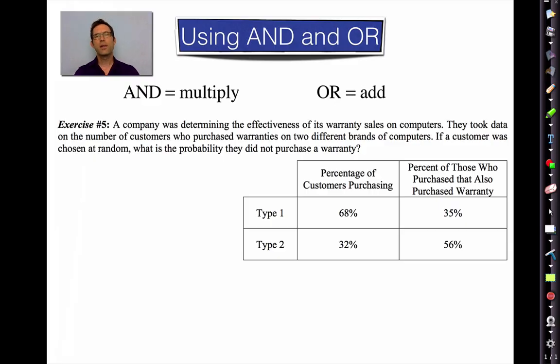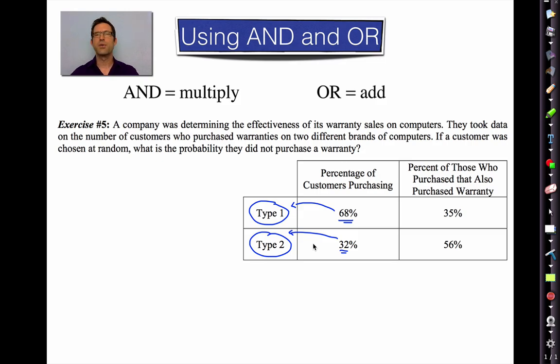All right, so let's make sure that we understand this table before we even attempt to answer this probability question. All right, so we're selling these 2 types of computers, type 1 and type 2. If I closed my eyes and randomly grabbed a person who bought a computer, there would be a 68% chance they bought type 1 and a 32% chance that they bought type 2. Okay, again, make sure you understand that.